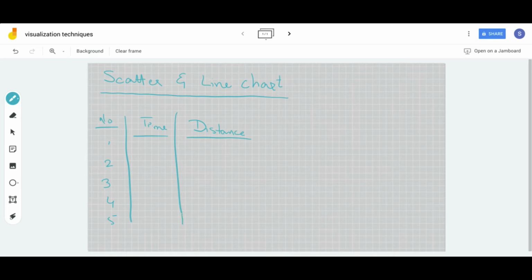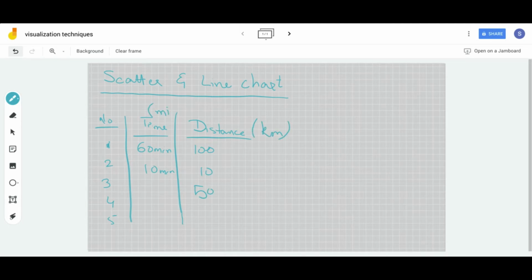For the first journey, which was about 100 kilometers, it took you about 60 minutes, or 1 hour, to conduct that journey. The second one was a small one, 10 kilometers. It took you about 10 minutes to do so. The next one was 50 kilometers. So let's say I can write kilometers here.